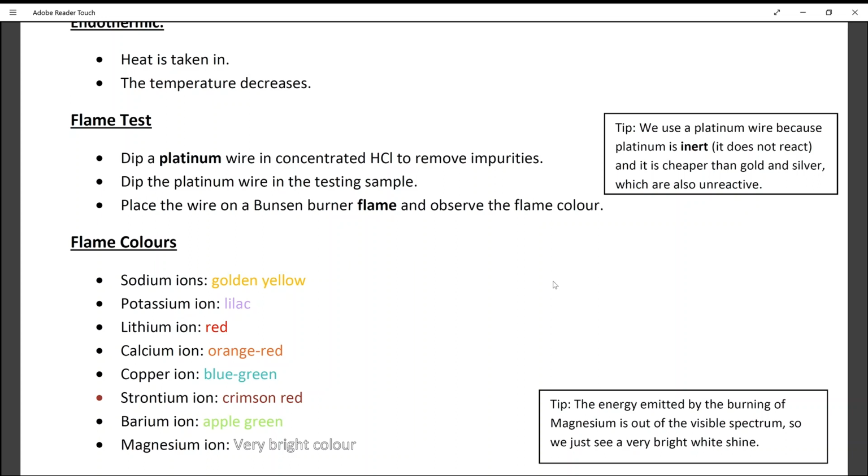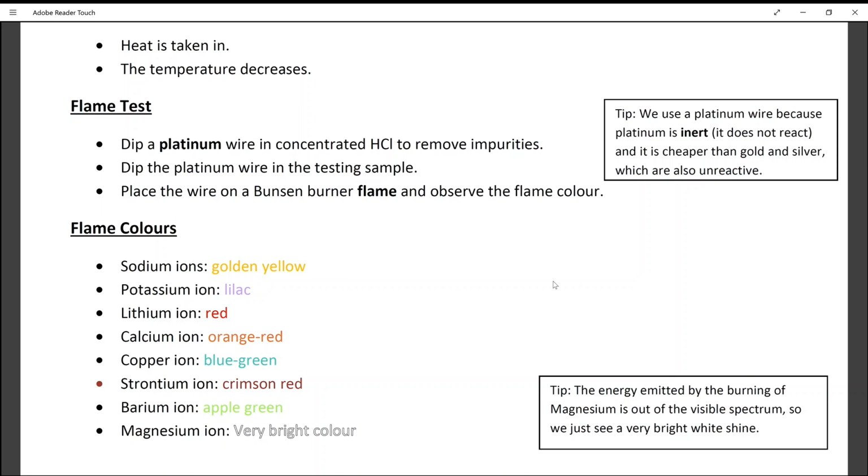Then we will dip the platinum in our testing sample. The testing sample will contain the element or the alkali metal that we want to identify. And we will take a Bunsen burner. We will turn on the flame and we will place the wire in the flame of the Bunsen burner. Now, what will happen? The flame will change color, and each color indicates the presence of a specific element.